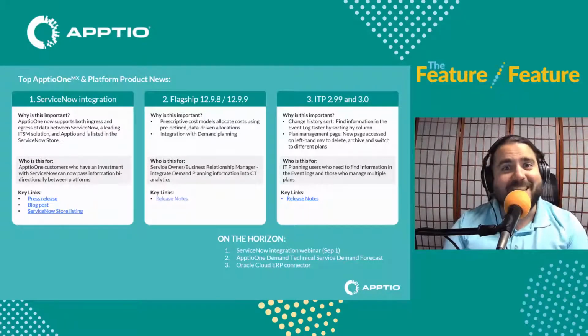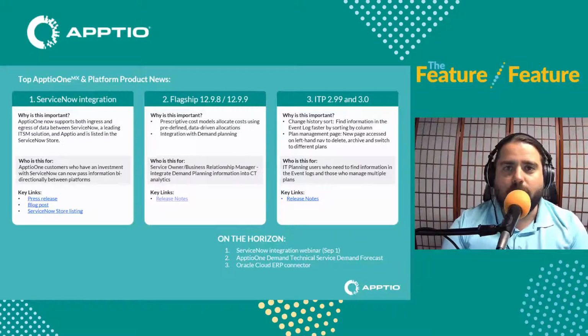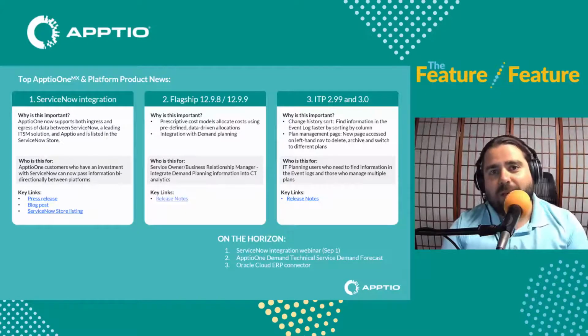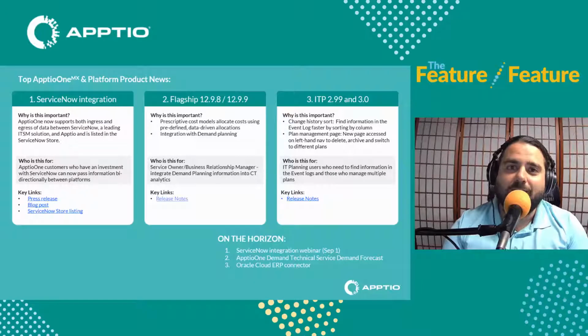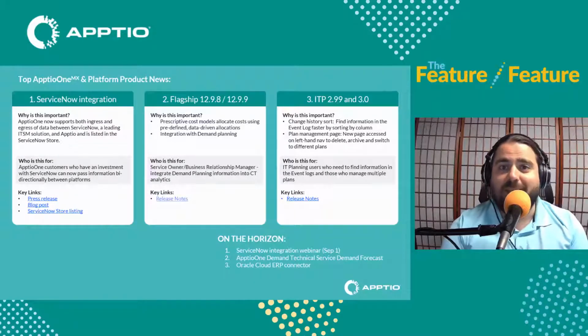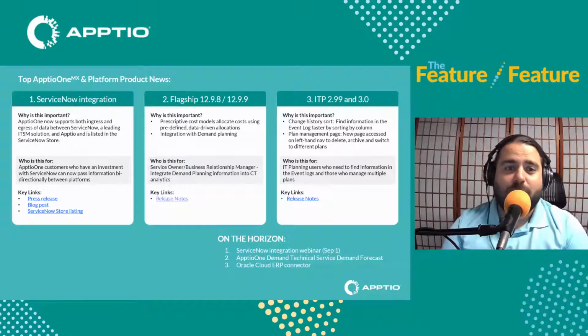There's also the prescriptive cost models to allocate cost using predefined data-driven allocations. What that means basically is that there are some preset cost models that you can set up in Apptio One now. Before, a lot of times our customer success team would come in and help implement those and work up solutions with the customer. Now, instead of having to go through that process, we've implemented the technology to let our customers have that as an easy process where it can just be imported and used in the solution. There's been a lot of work going into that, so thanks to our team that was involved with that.